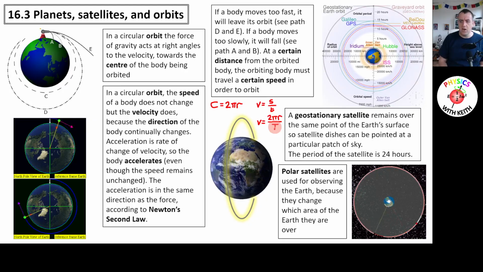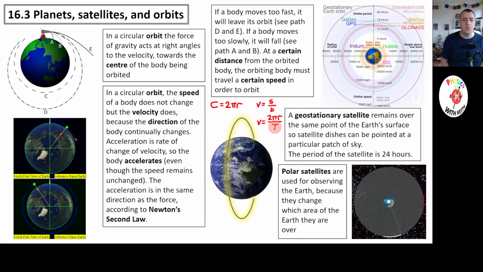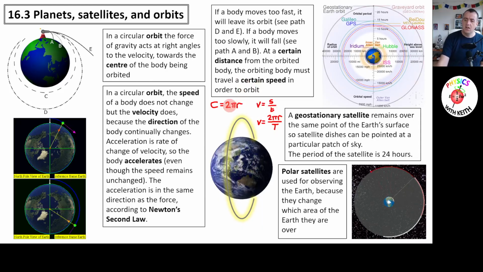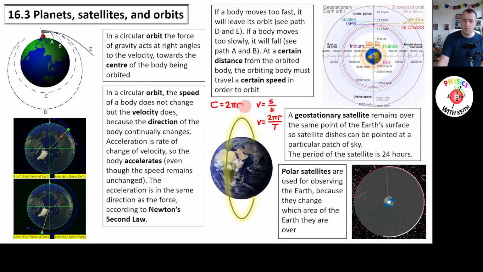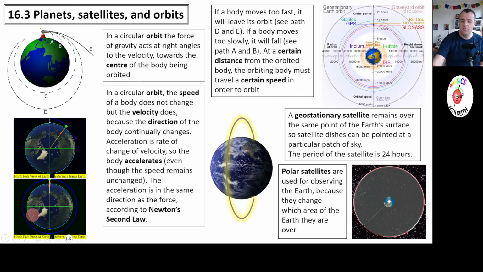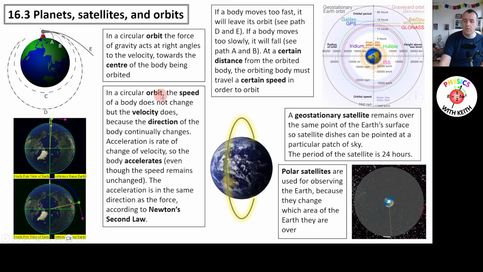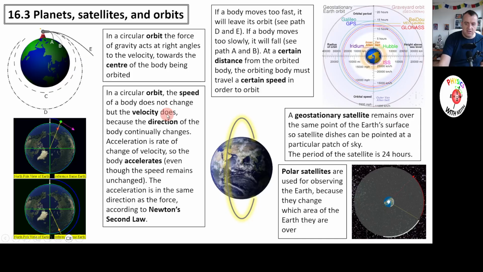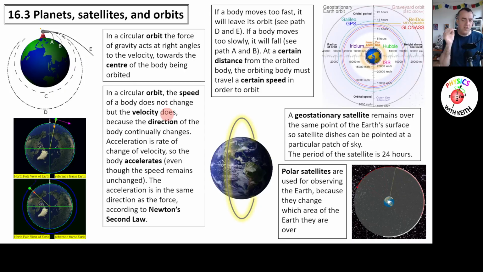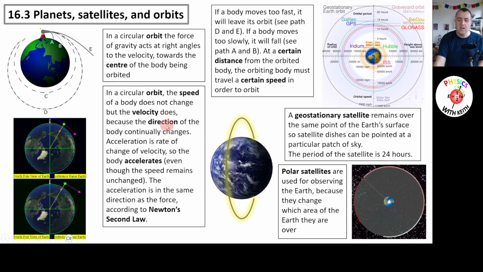If you want to know the speed of the Earth in meters per second, you just got to chuck those numbers into that equation. You can get the speed of the Earth around the sun. It's just speed equals distance over time, but the distance is a circumferential distance. It's the circumference. So circular orbit, speed doesn't change, but the velocity does. Why is that? Because velocity is a vector and the direction is changing. Therefore, there is acceleration because the velocity is changing.